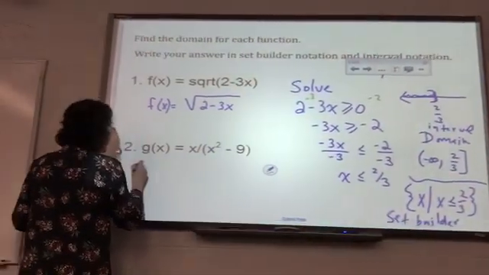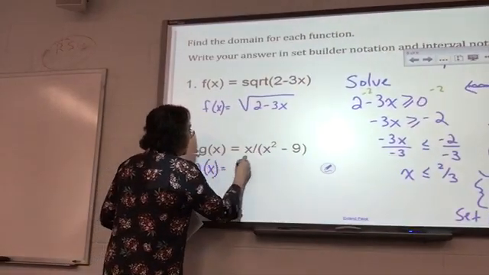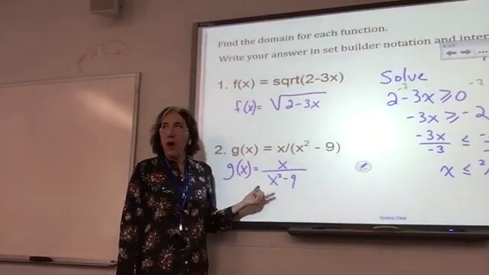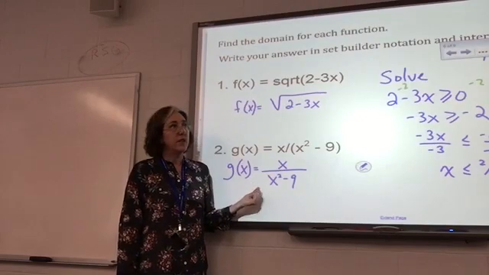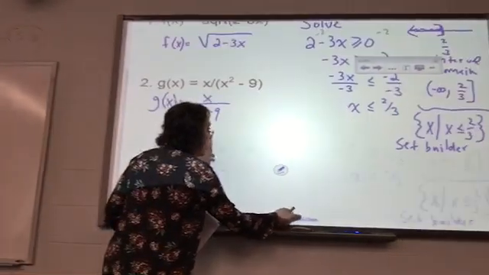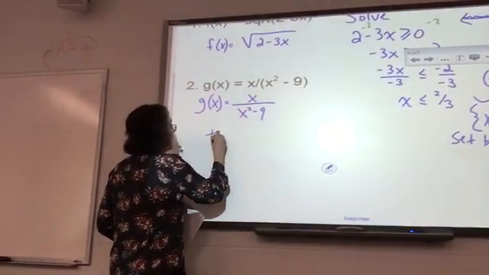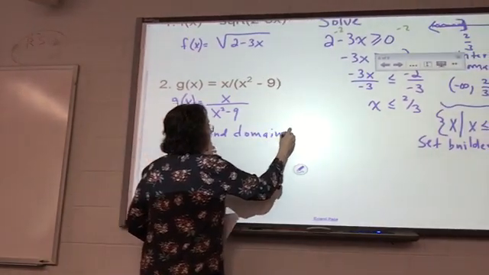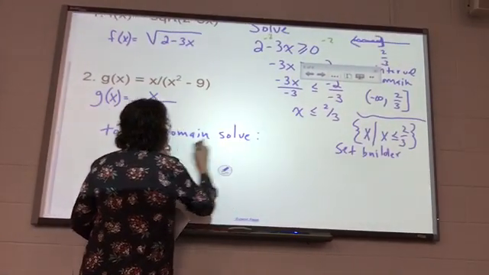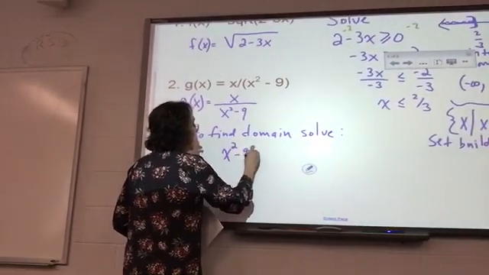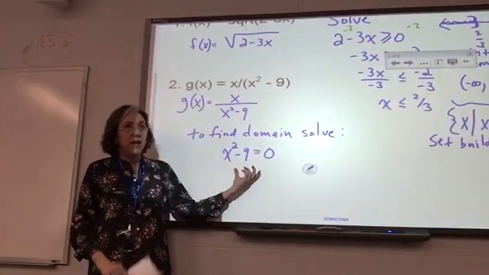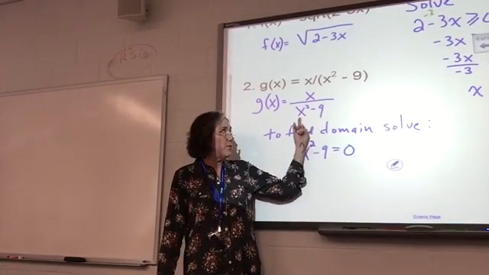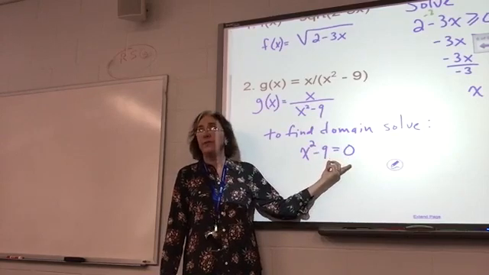Okay, let's look at this next one. This is a rational function. And so the problem is the denominator, because we cannot have a zero denominator. So what you do to find domain, you're going to solve this equation, x squared minus 9 equals 0, because what you're saying with the math is what is it that makes this whole expression come out to equal 0.